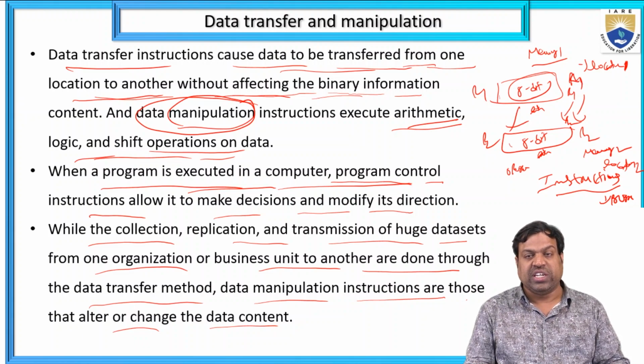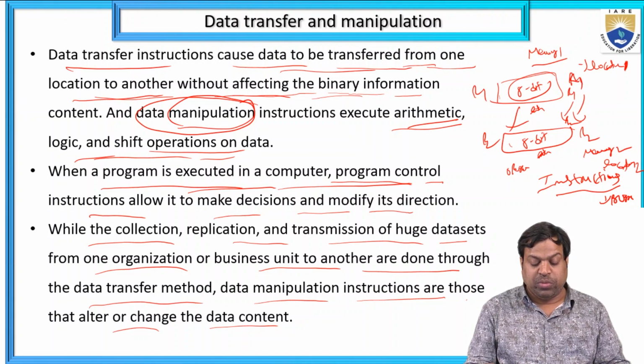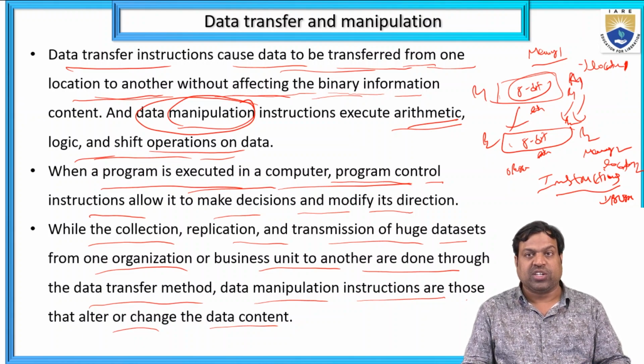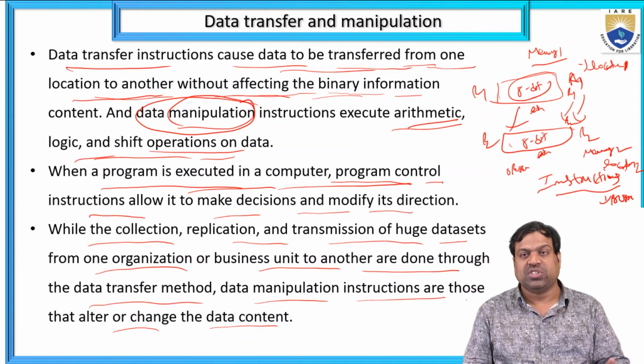When a program is executed in a computer, program control instructions allow it to make a decision and modify its direction. So one type of data transfer to another type of data transfer. Is it possible? Yes, it is possible. And the operations we have to do are addition, subtraction, multiplication, division. That is the arithmetic operations, logical operations. These are the data manipulations.